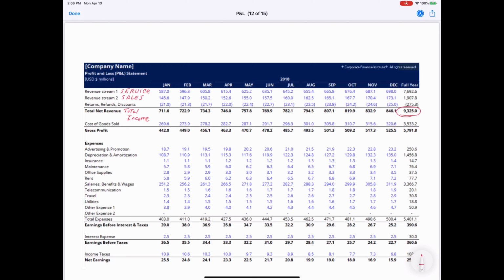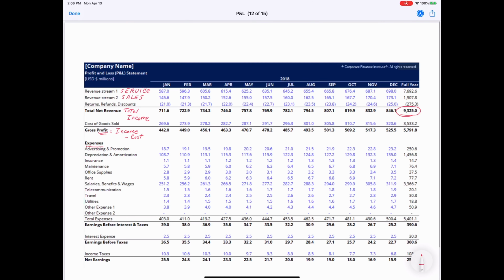Now, the next number that we're going to look at is profit. So when we talk about profit or gross profit, what we're looking at is what was the cost of the items and what was the income. So if I take income and I subtract the cost of the items, so what I had to pay for the parts, that's going to give me my profit. Now, this was a sample P&L, so this is in millions, but it's worth noting.